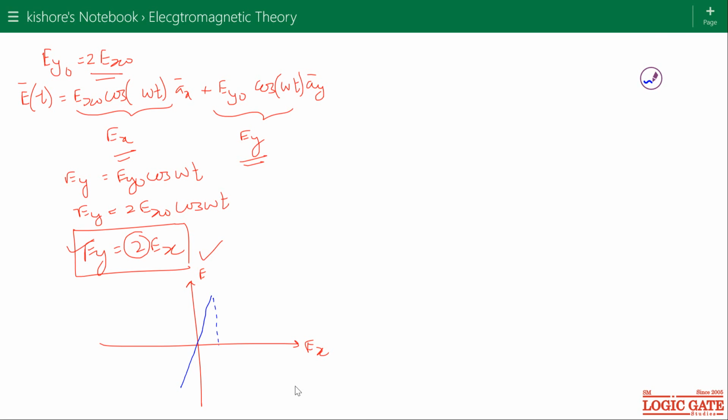This value is Ex0 and Ey0 is twice of Ex0. This value is minus Ey0, this value is minus Ex0, and this angle will be tan inverse Ey0 by Ex0, or it is tan inverse 2. Again, the resultant of the amplitude of the electric field will follow this straight line. So again, the wave is a linearly polarized wave.